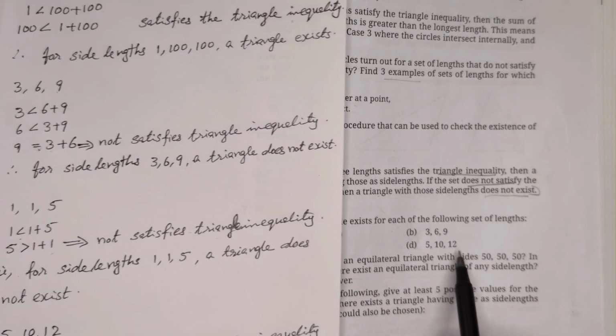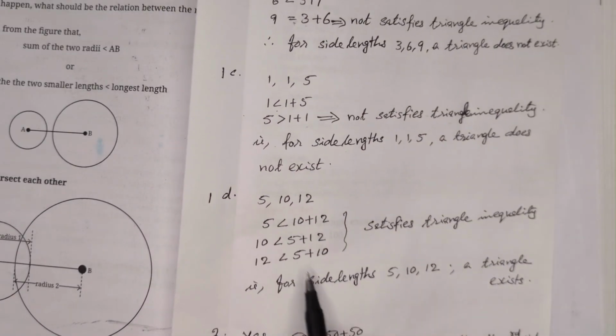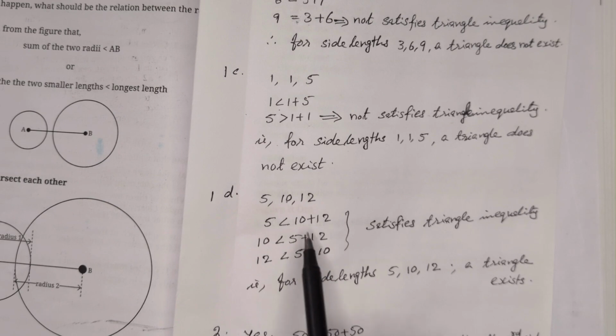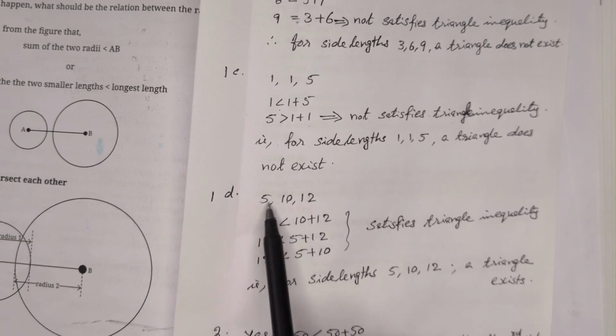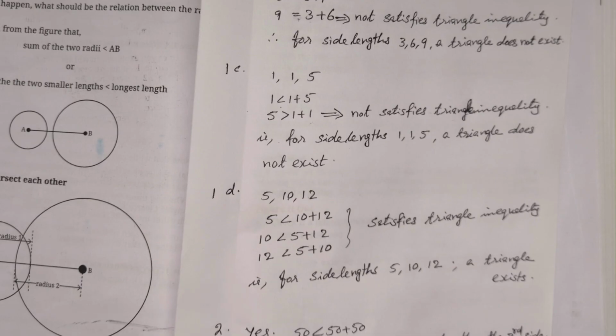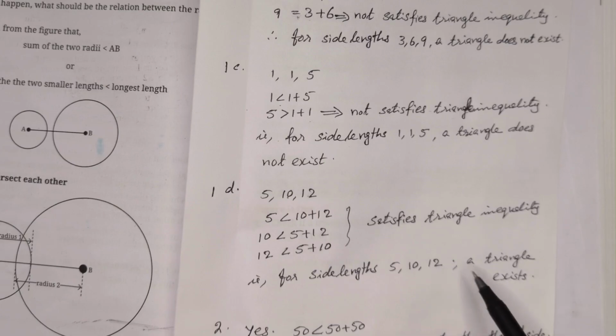One more, 5, 10, 12. 5 is less than the sum of the other two, 10 is less than the sum of the first and third, 12 is less than the sum of the first and second. So it satisfies the triangle inequality. Therefore, we can construct a triangle with the given lengths and the triangle exists.